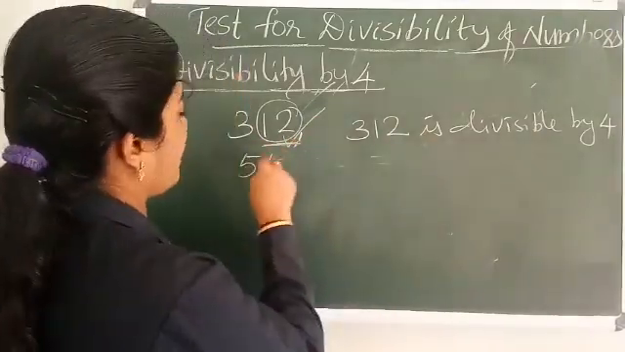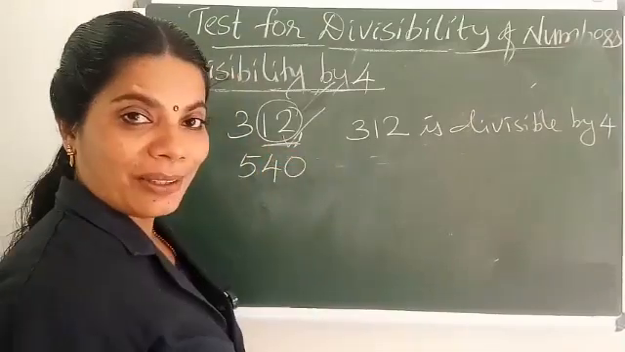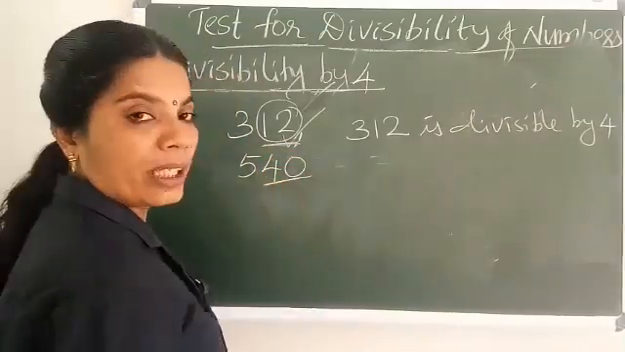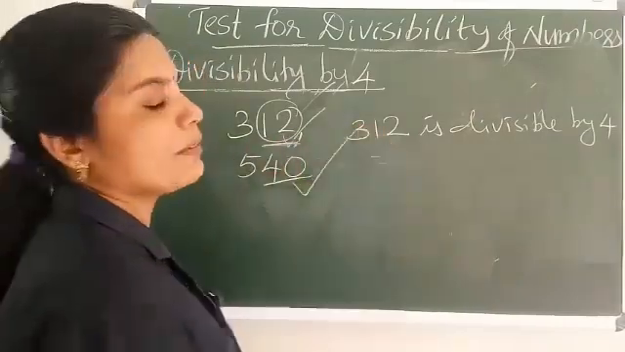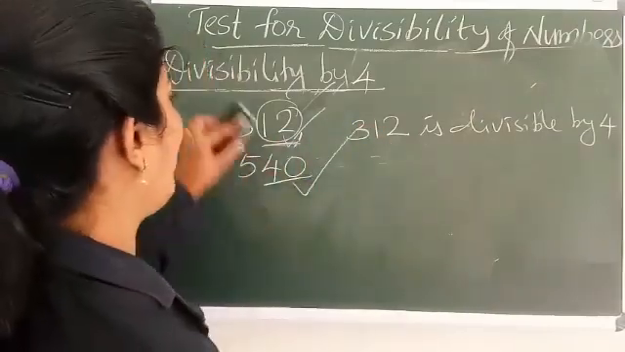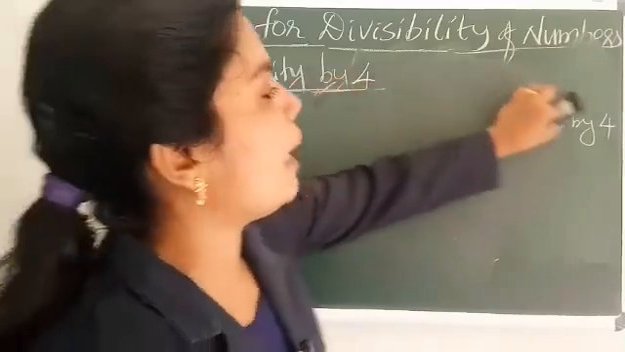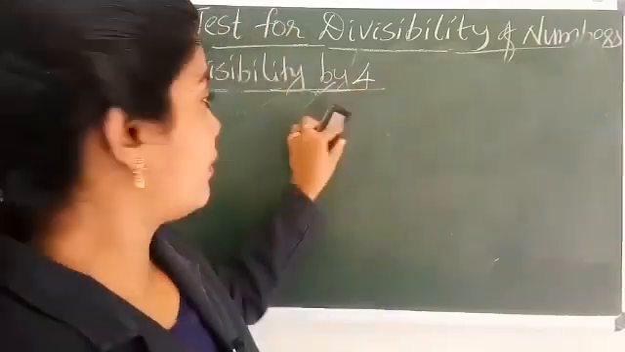Next, another example. 540. Digits in the ones and tens place: 40. 40 is divisible by 4. Therefore, 540 is divisible by 4. Next, divisibility by 8.